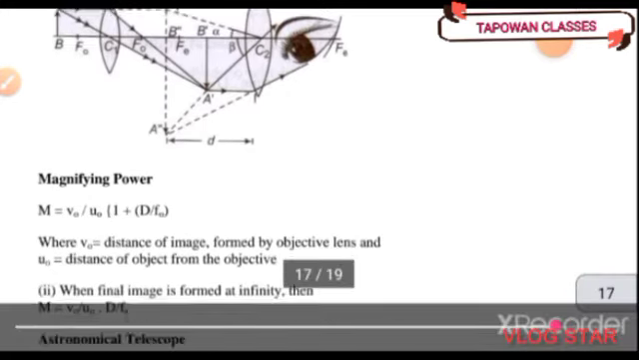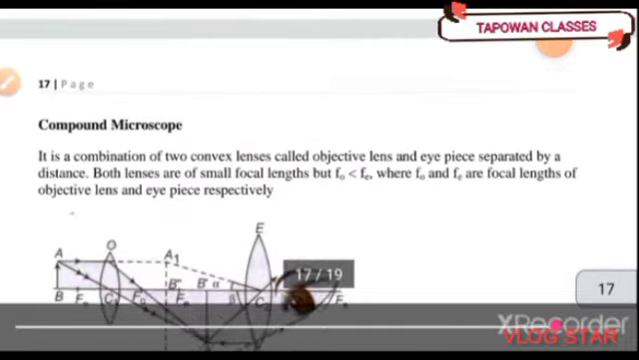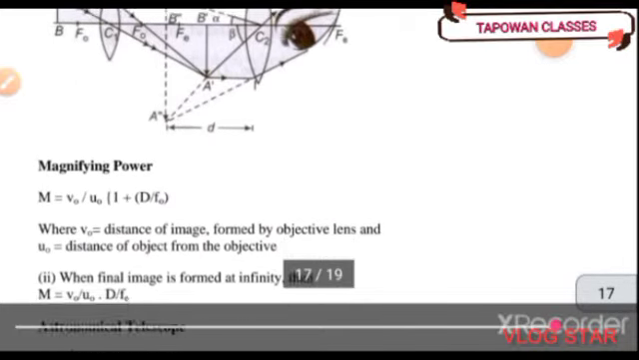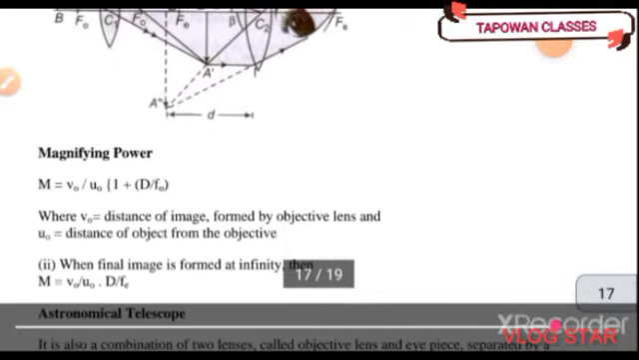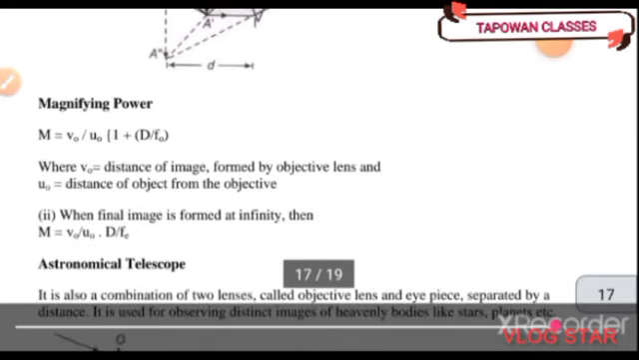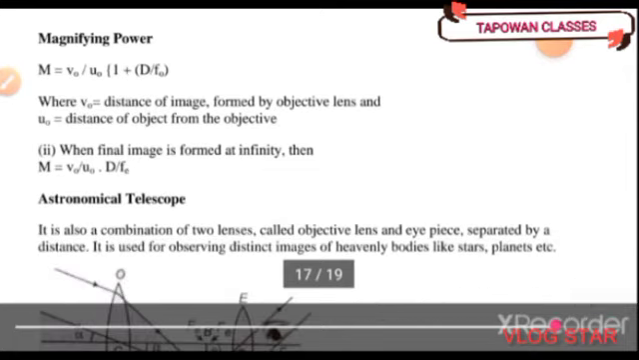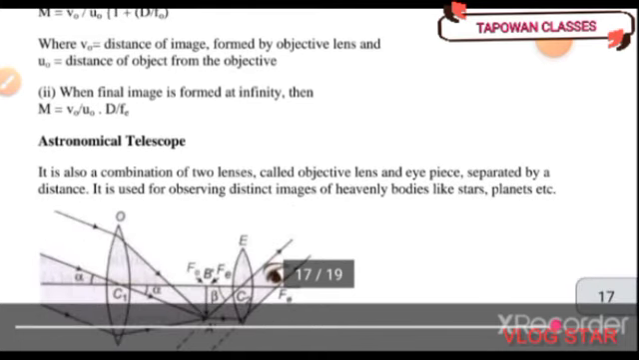The magnifying power of the compound microscope is m = v0/u0 × (1 + D/fe), where v0 is the distance of the image formed by the objective lens, and u0 is the distance of the object from the objective. When the final image is formed at infinity, then m = v0/u0 × D/fe.